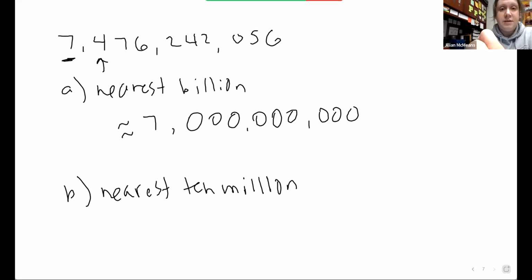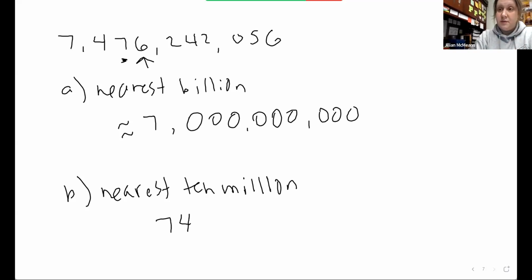Okay. Now, next up, let me erase a couple little marks. Next up, let's look at rounding to the nearest 10 million. So again, starting at the right, we've got the 6, which is in the ones place, then tens, then hundreds, comma, thousands, 10,000s, 100,000s, comma, millions, 10 millions. So the other 7 is in the 10 millions place. But this time, the digit to the right is a 6, which is greater than 5. That tells me I'm going to round up.